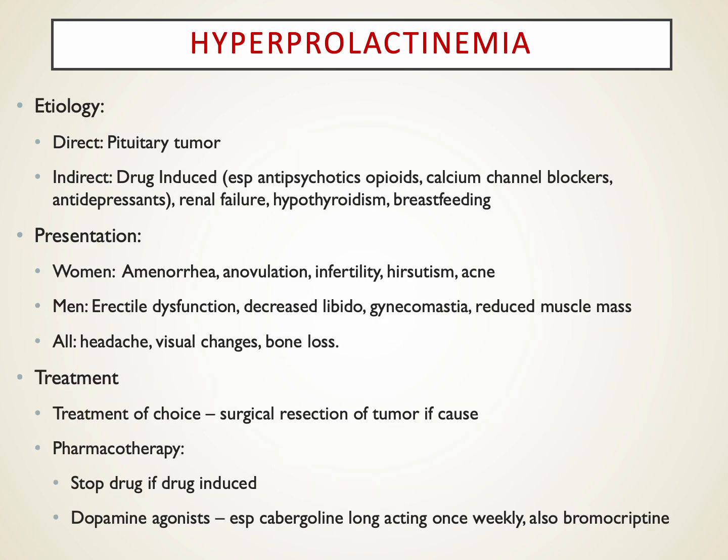Hyperprolactinemia can be caused by a pituitary tumor. Interestingly, there are a number of drugs that also will increase secretion of prolactin. This is particularly the antipsychotics, to some degree the opioids, calcium channel blockers, and antidepressants. You'll also see patients in renal failure sometimes present with hyperprolactinemia, sometimes hyperthyroidism, and women who are breastfeeding will present with elevated prolactin levels as well.